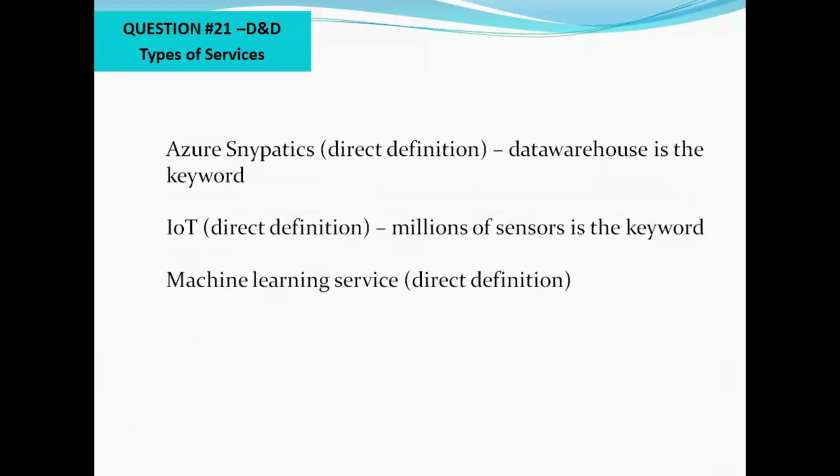Next question is drag and drop on the types of services. The Azure Synapse definition was given on the right side, where we need to match against the definition name correctly. For Azure Synapse, data warehouse is the keyword. There is a big statement given, and for IoT, millions of sensors is the keyword in the statement, so I matched with IoT. And for machine learning services, it's a direct definition which was easily understandable. So I got this question in my real-time exam. Make sure you guys are studying the definition for each of these types.